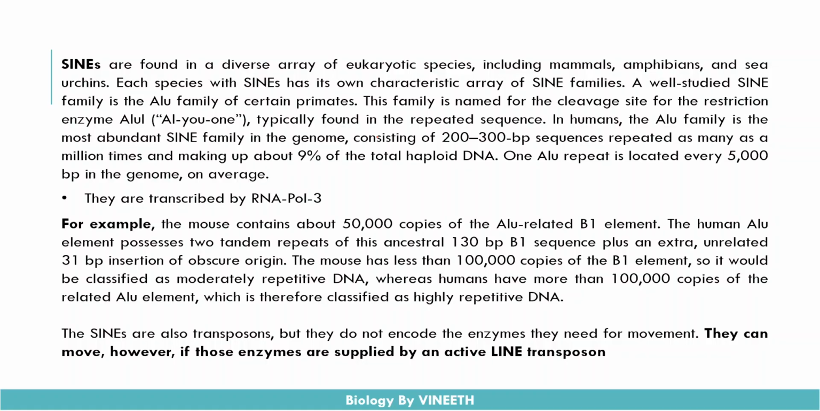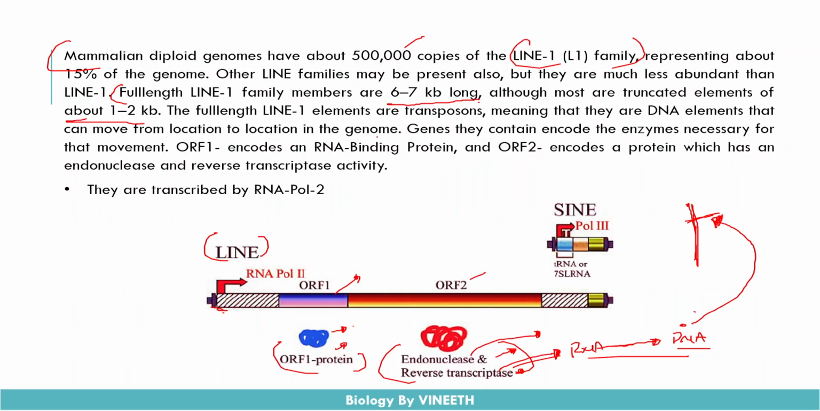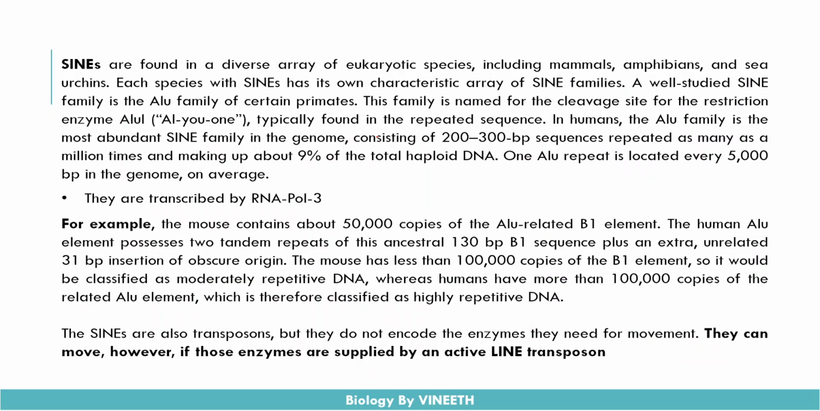You can find the ALU repeat in every 5,000 base pairs, and the SINEs are transcribed by RNA polymerase 3, while the LINEs are transcribed by RNA polymerase 2. So you get LINE mRNA by RNA polymerase 2, while you get SINE mRNA by the action of RNA polymerase 3. This is also a major difference between LINEs and SINEs, apart from the bases and the autonomous retrotransposition property.